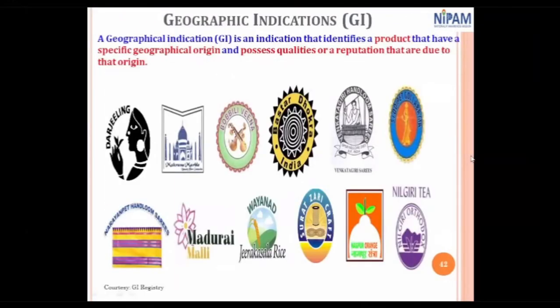So, as the video was telling about geographical indications, a geographical indication is an indication that identifies a product that has a specific geographical origin and possesses qualities or reputation that are due to that origin. That means that particular product should be found only in that region. It should not be omnipresent or found all over the country. Like the Darjeeling tea it was talking about, the Lucknow chikankari work that was talked about. That particular product is found only in that region.